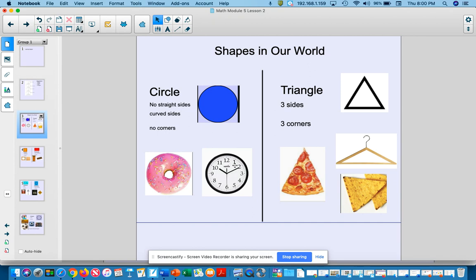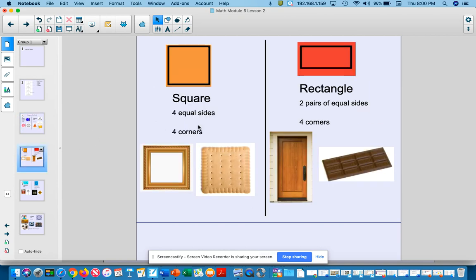So the circle. Over here, we have the triangle. And the triangle, as we saw in the video, has three sides and it has three corners. You might see a triangle with our hanger here that has the triangle shape. Might be a slice of pizza. That's also a triangle. Or maybe even a Dorito is a nice triangle shape. So already some of the things you might see in your life, or even things that you're eating in your life, are some of our shapes.